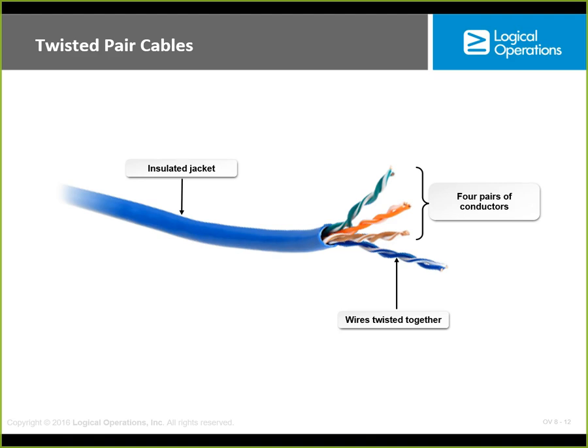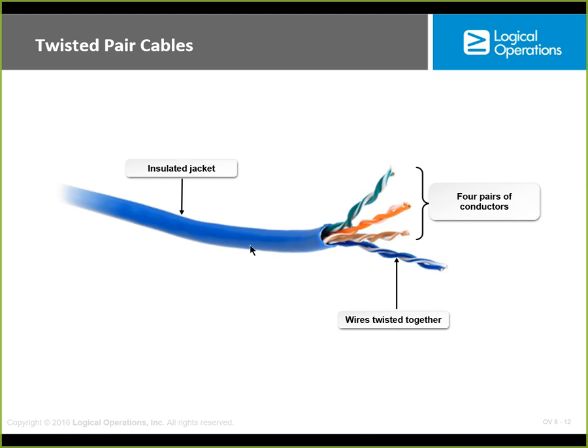The insulated jacket there is just a plastic sort of insulation. Until we get into the 5E and 6 areas, we only use 4 of these wires. When you untwist them, they're going to be an orange with a white stripe, a solid orange, green and a white, a blue and a white, and a brown and a white.